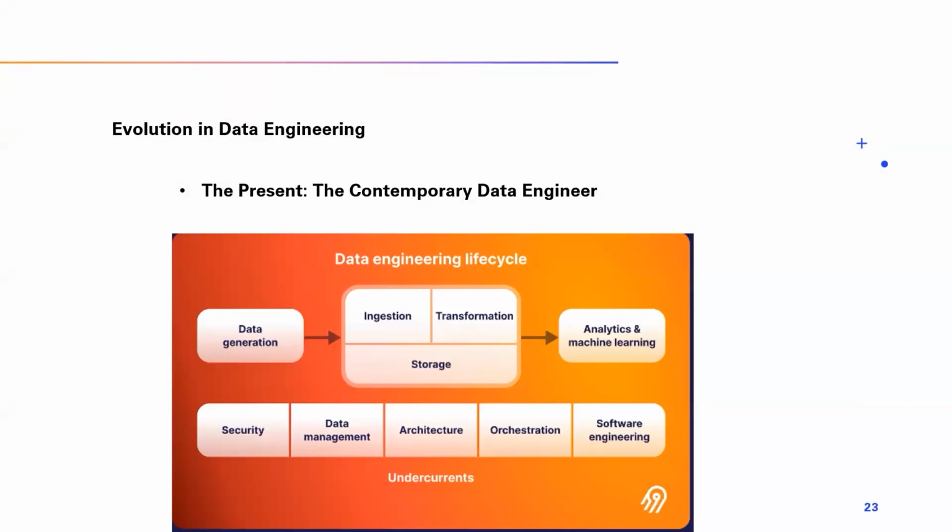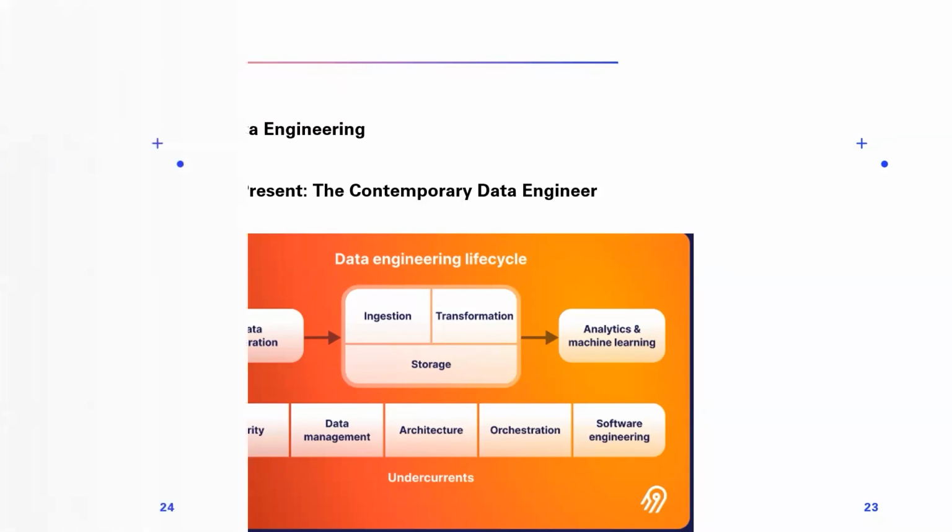Yeah, so I think here I have already covered what's happening in the present. You can see data generation, ingestion, transformation, storage, and in the horizontal, all these stages go through security, data management, architecture, orchestration, software engineering. We data engineers go through this complete life cycle while designing any product. I think, yeah, let's move to the next slide. I think I have already covered this.